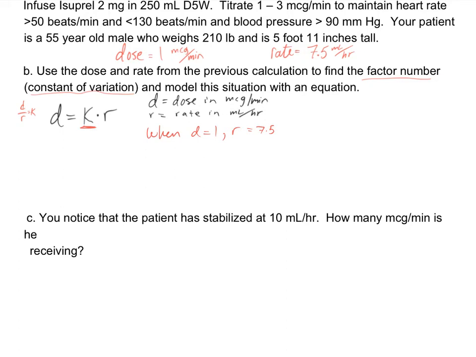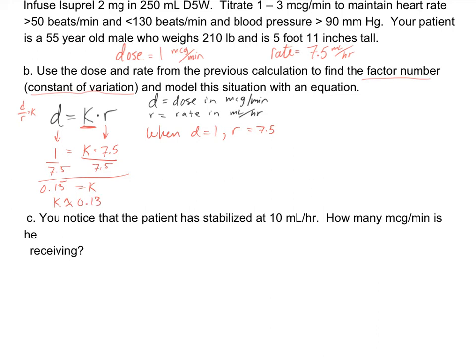The dose was 1. The rate was 7.5. And we know that this ratio between them is going to hold. So what we need to do is to solve for that constant, solve for that factor number. So if I divide both sides by 7.5, I will get exactly 0.13 repeating. And if we round that, K will equal approximately 0.13.